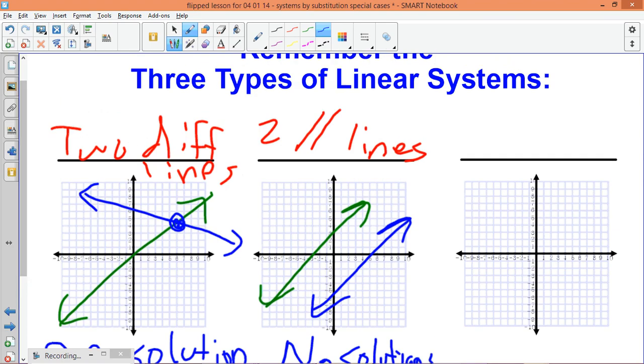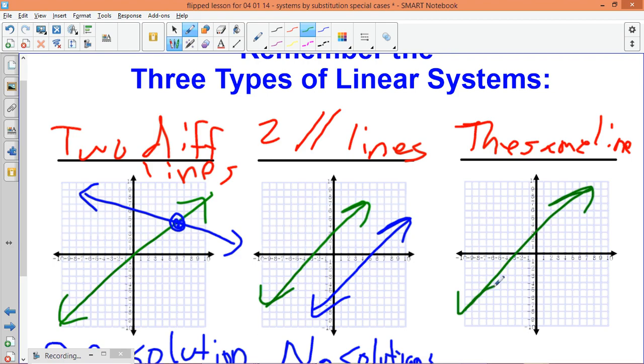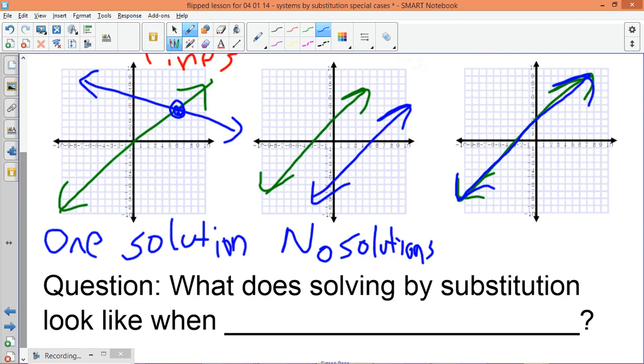Okay, and finally, we can have the same line. Same line. And so what that looks like is something like this. I start out with one line here. And then when I get my second line, it actually ends up that it's right on top of the first line. And so there are an infinite number of intersections. And so I write that there are infinitely many solutions.